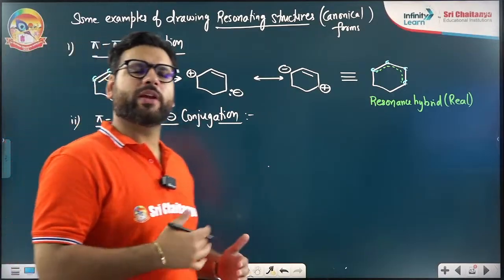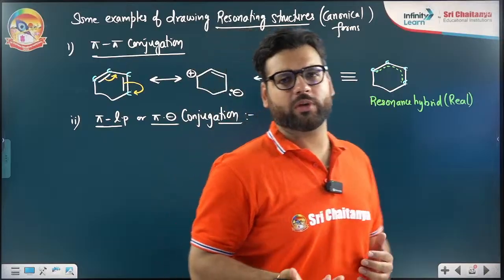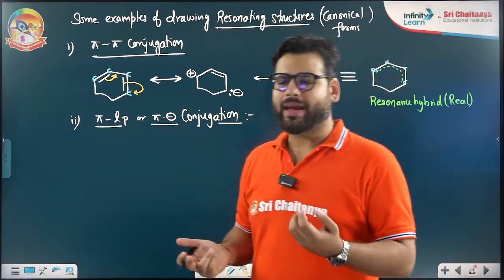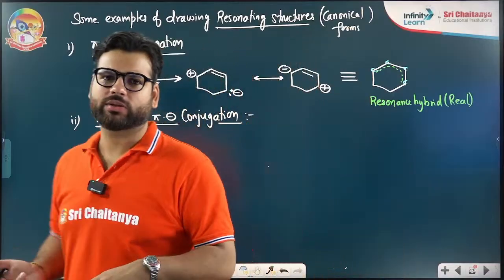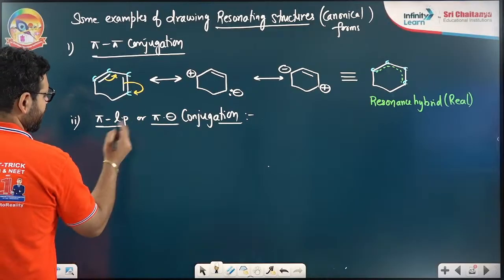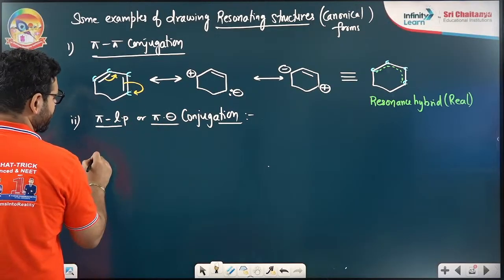Here don't start moving the pi, always move the lone pair. Okay, lone pair become pi, pi become minus. That is how you should say. Lone pair become pi, pi become minus, like this you should say. For example, I'll just give you one example. You can all see here.